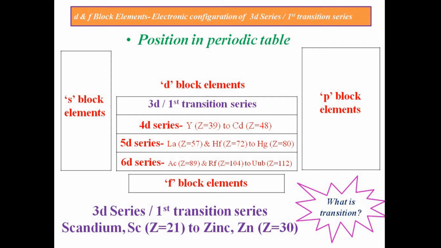So in this case we are going to exclude the last elements like zinc, cadmium, mercury, as they possess completely filled d orbitals. So this is about the position of 3d series or first transition series elements in the periodic table. Then next, how to write the electronic configuration of 3d series or first transition series elements.